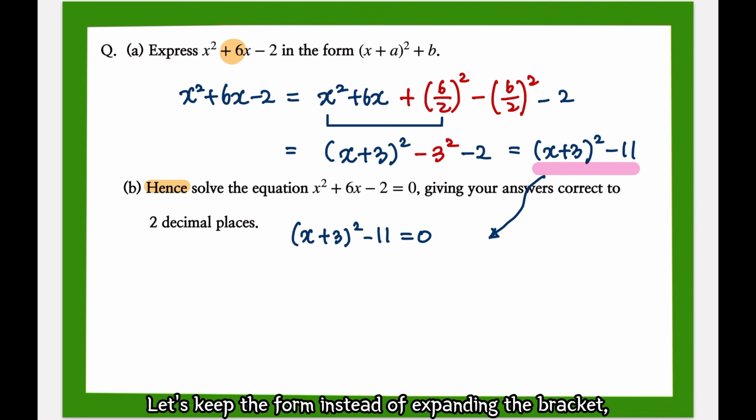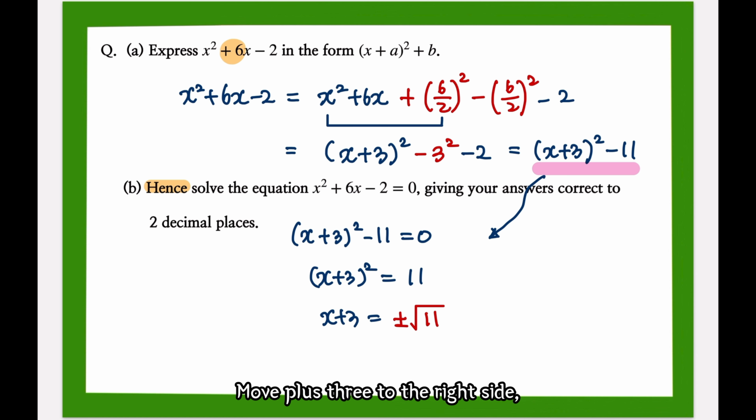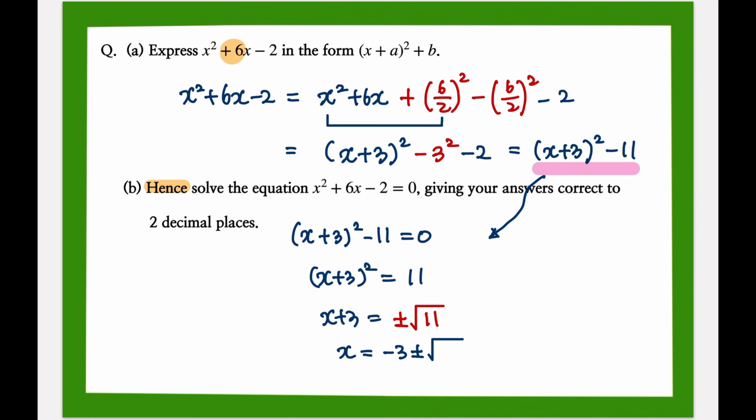Let's keep the form instead of expanding the bracket. So (x plus 3) squared equals 11. To get rid of the square on the left side, we have to do the plus minus root on the right side. Move plus 3 to the right side, then x equals minus 3 plus minus root 11. This is the answer for today's question, but let's try to keep the answer in detail form.